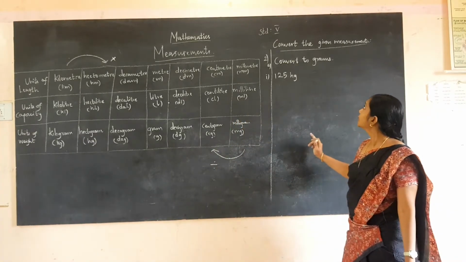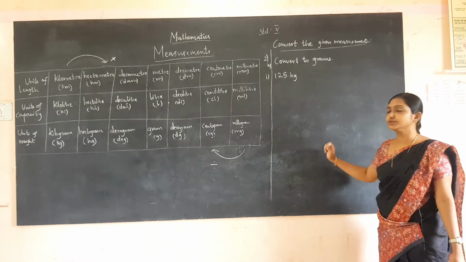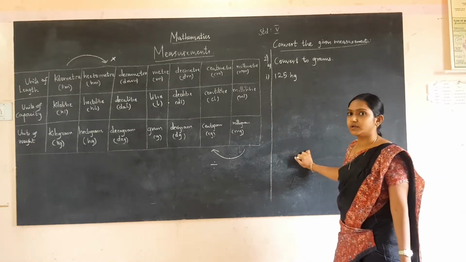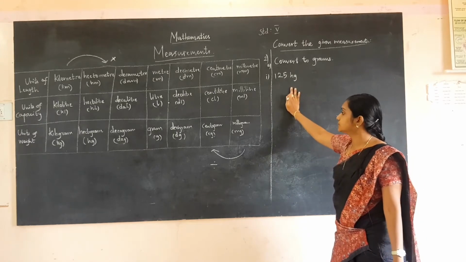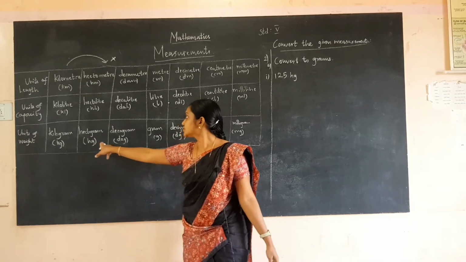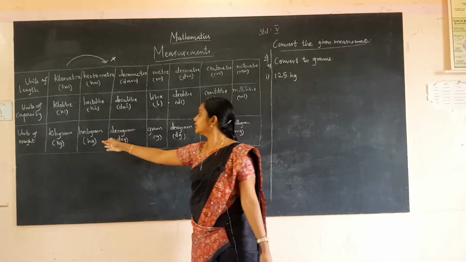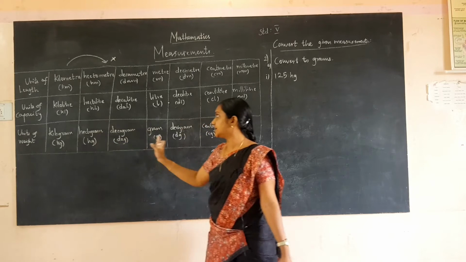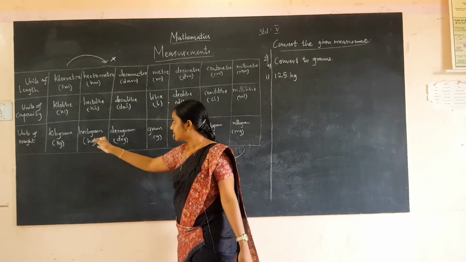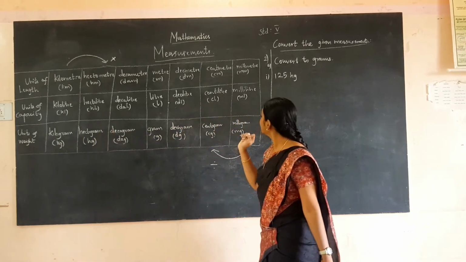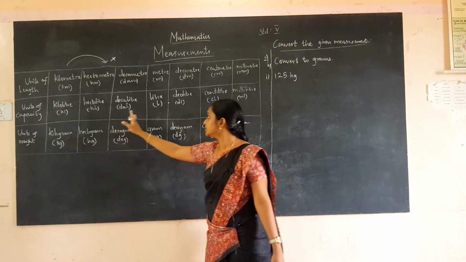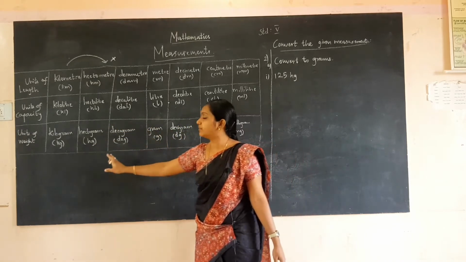Next question. We are going to convert the given measurements into grams. The first one is 125 hectogram. We are going to convert hectogram to gram. Hectogram is here. We are moving from left to right. So we have to multiply, or we are just converting from hectogram to gram. It is from larger unit to smaller unit. So we have to multiply.